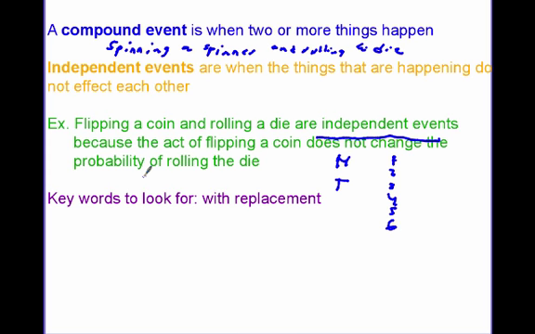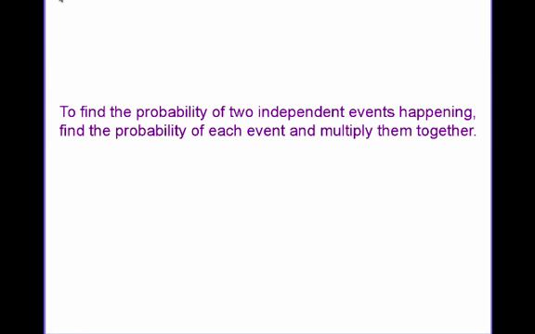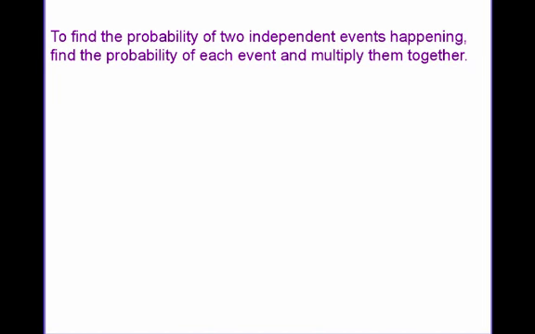Some key words to look for are "with replacement." If I take cards out of a deck and I put them back in, or if I take marbles out of a bag and I put them back in, the words "with replacement" will tell you that you're talking about independent events. So, if I want to find the probability of two independent events happening, I just find the probability of each event and then multiply them together.